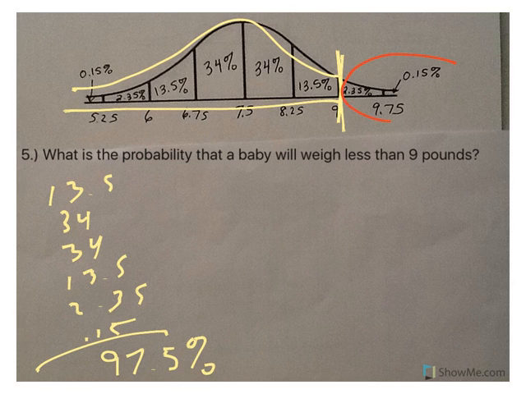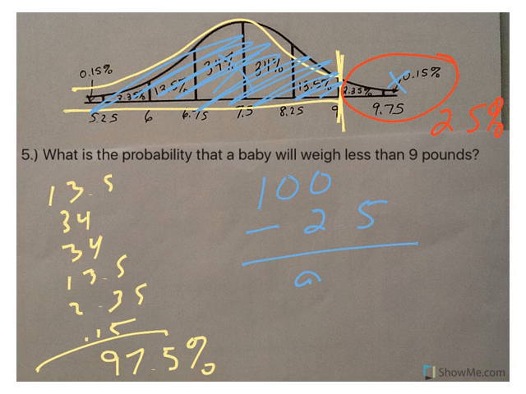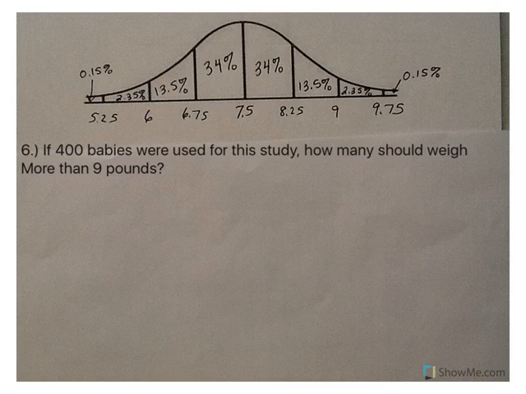But you also know that on this side, 2.35 plus 0.15 is 2.5%. We know that these two sides together, this side and this side, have to be 100% together. So if I want the blue side, I could take 100% minus the red side and get 97.5%, because together they have to add up. So either way, you get the same answer.